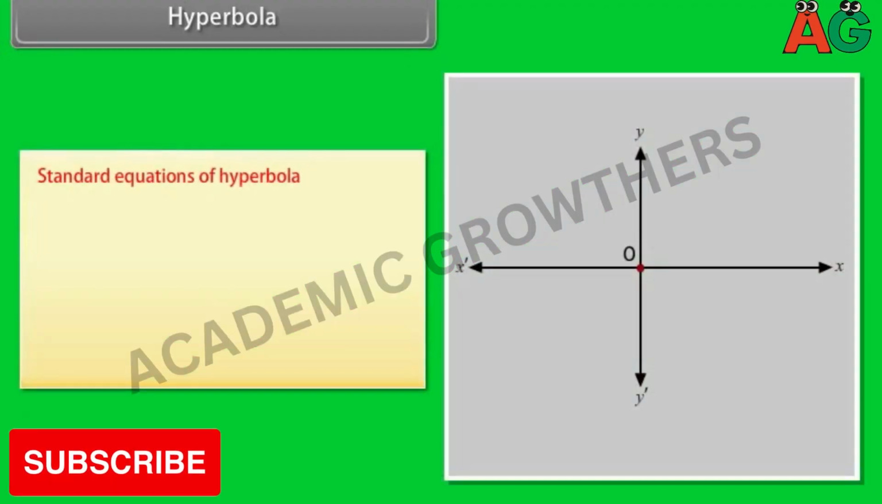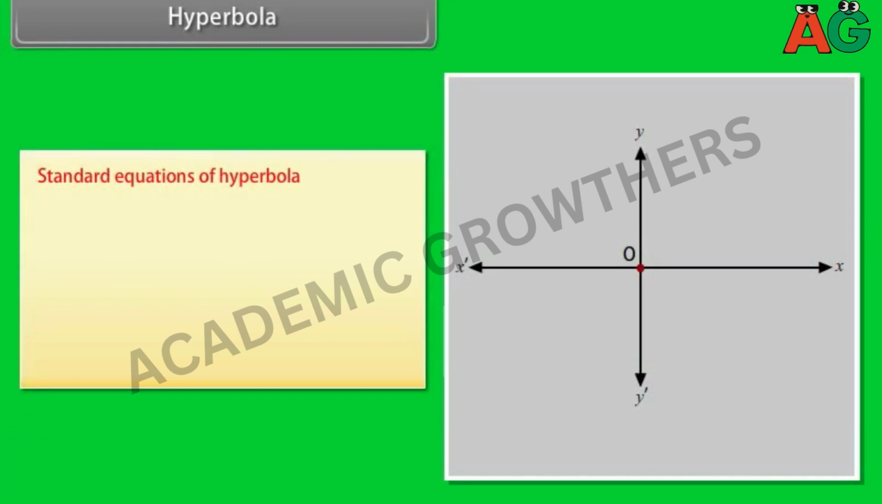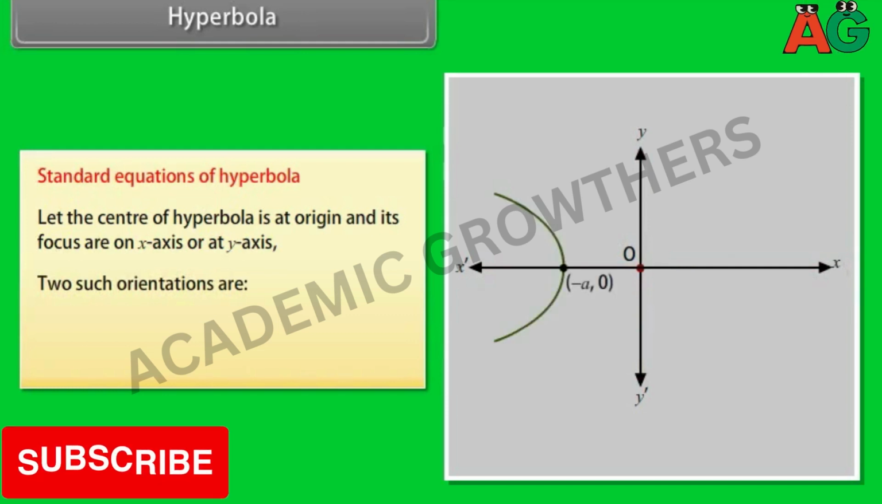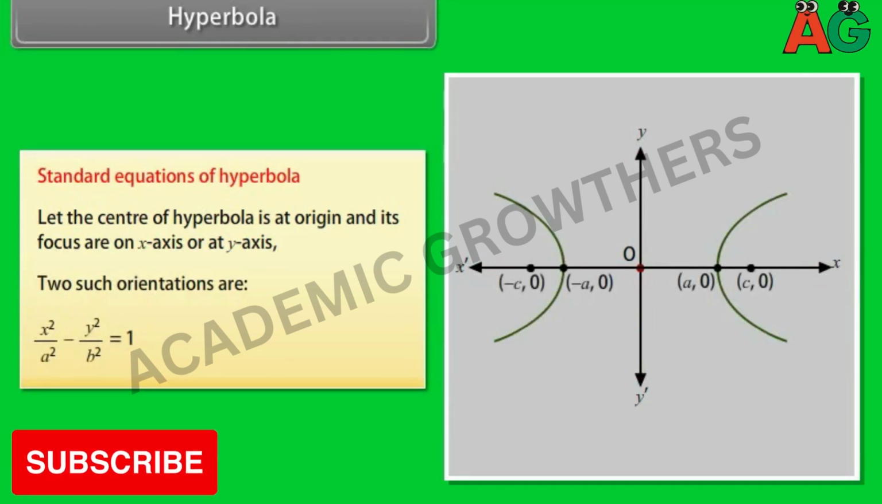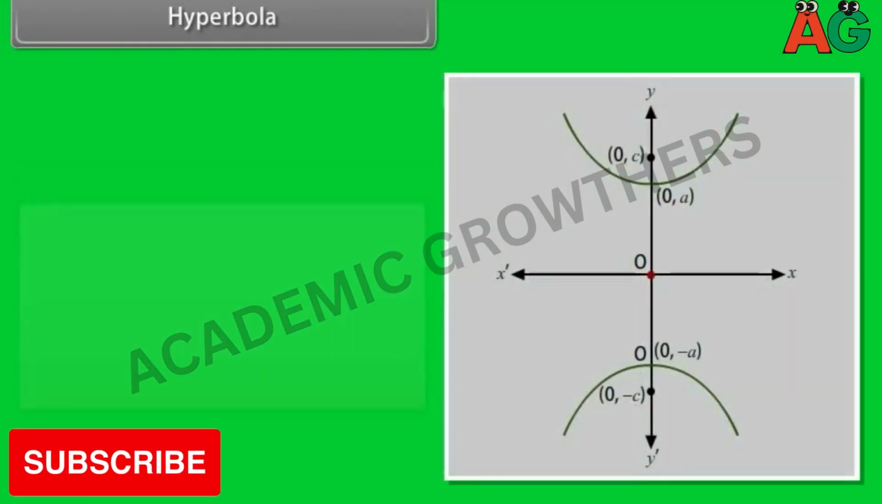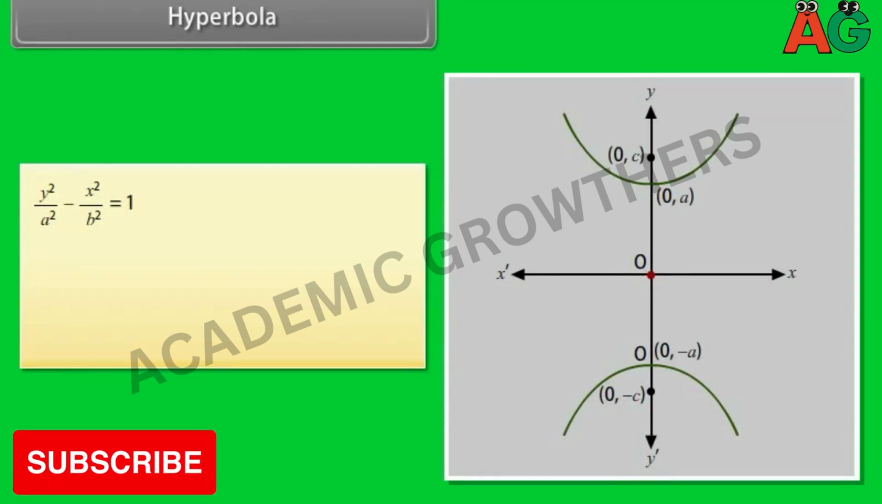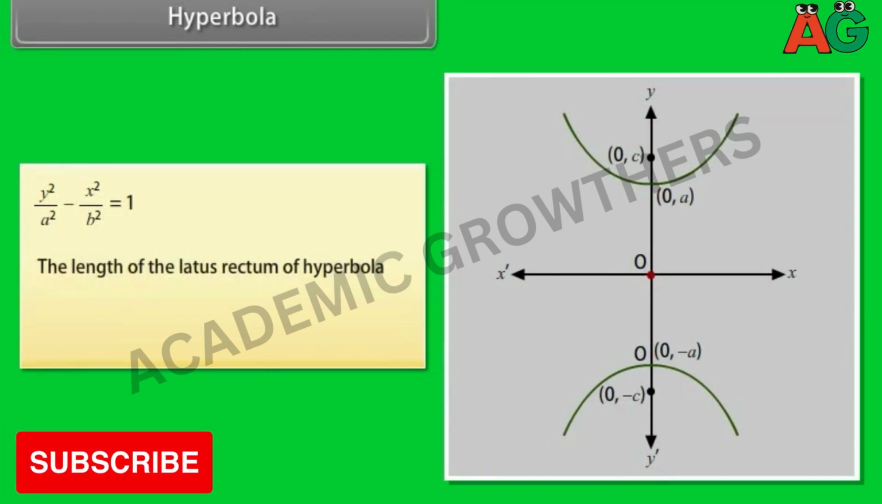Standard equations of hyperbola. Let the center of the hyperbola be at the origin and its foci be on the x-axis or y-axis. Two such orientations are x square upon a square minus y square upon b square is equal to 1, and y square upon a square minus x square upon b square is equal to 1. The length of the latus rectum of the hyperbola is 2b square upon a.